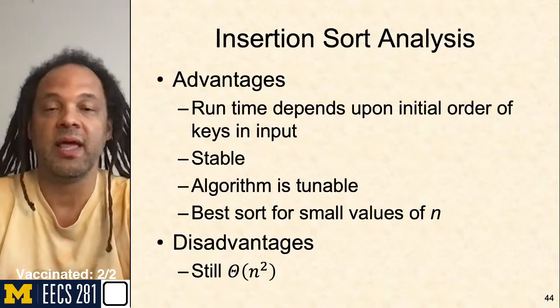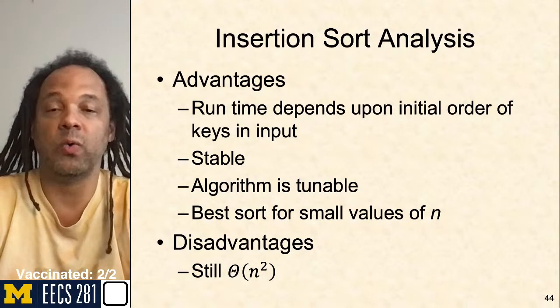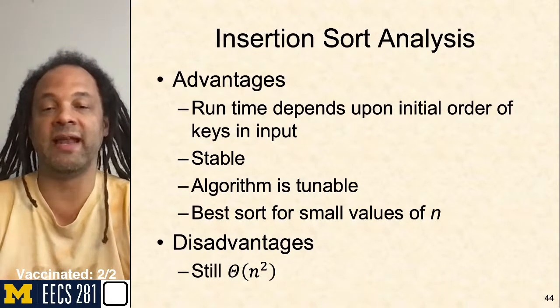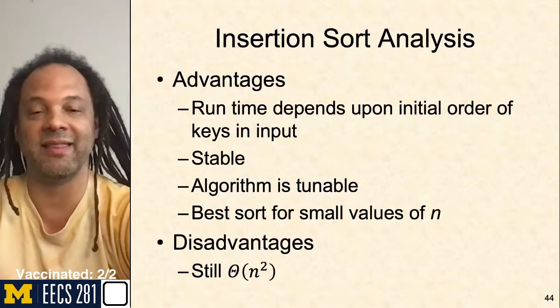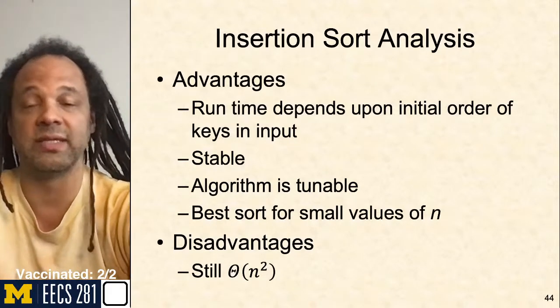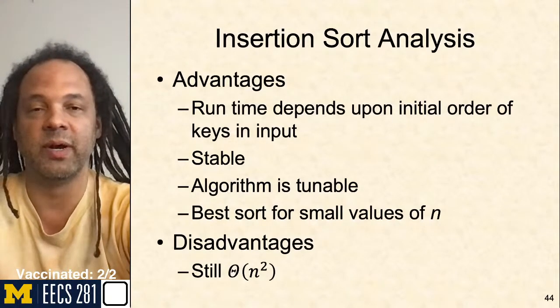We looked at tuning it, and you can see that since you never swap anything below an equal value of itself, it will be stable. The disadvantage, of course, is it's still n squared, and that's a theta there. It means best case, worst case, right? It's not best case, worst case, but our tightest bound there is n squared.